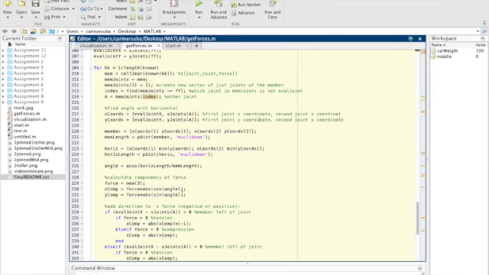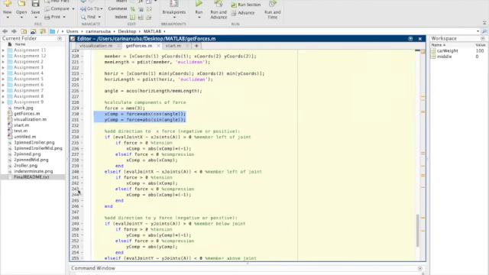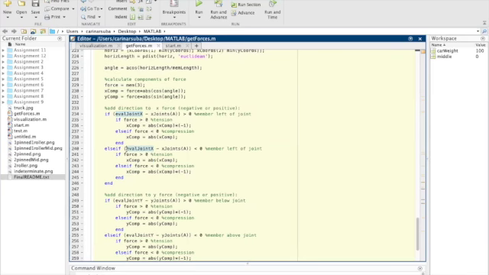After I determine those x and y components, I must determine whether or not they are in the positive x and y direction or the negative x and y direction. This is determined by the relative location of the member to the joint. It's important to note that compression and tension can indicate forces being applied in different directions depending on relative positions.